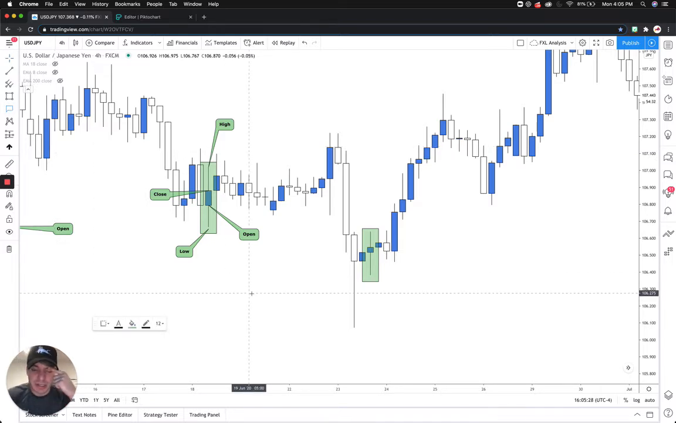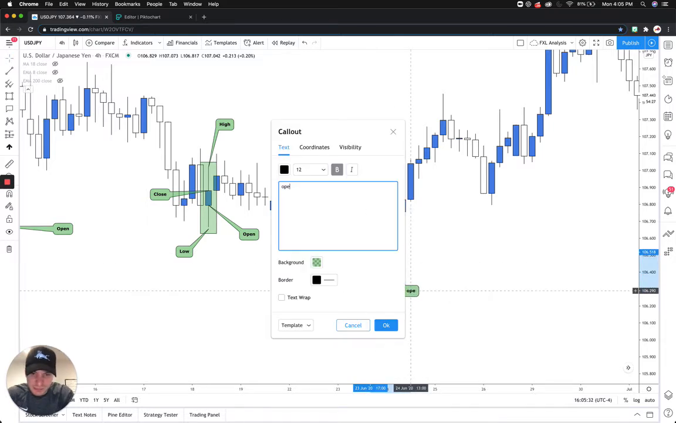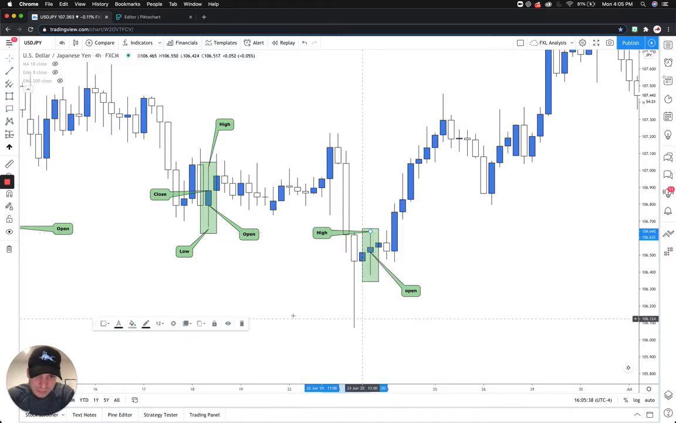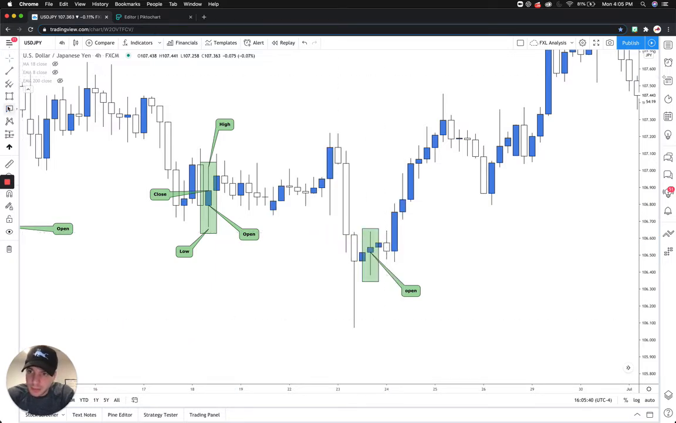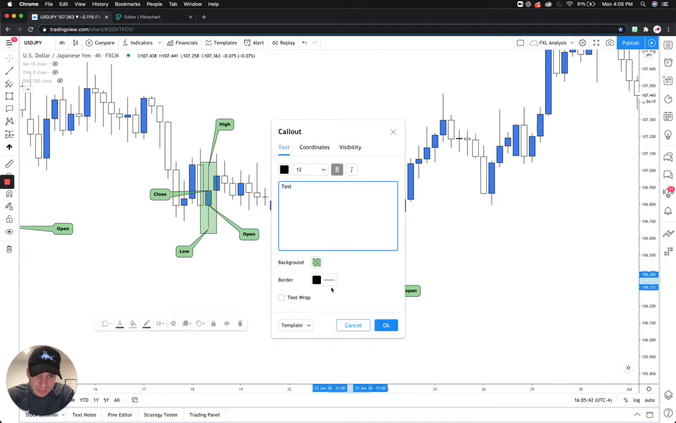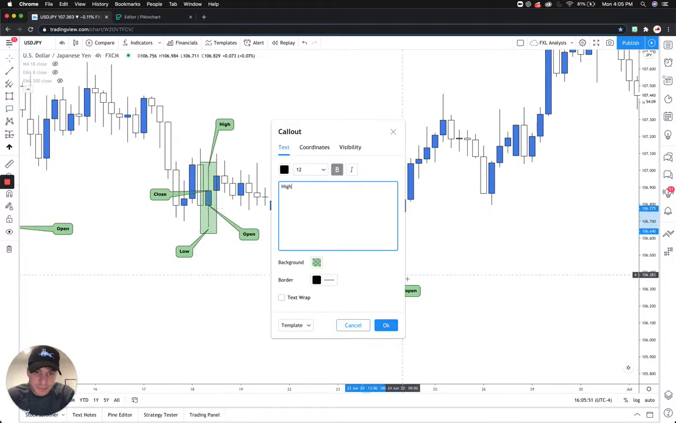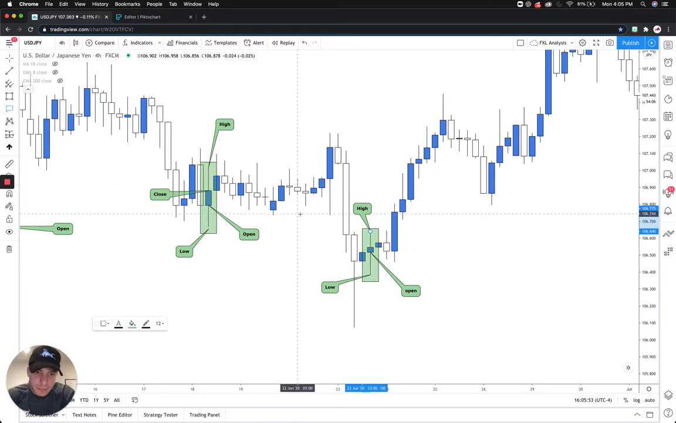So let's go ahead and just dissect this Doji candle here. So here is the open. Here is the high. Here is the low. And then of course here's the close. Oh, where'd the high go? Let's remark that. This is the high. And then this is the close.